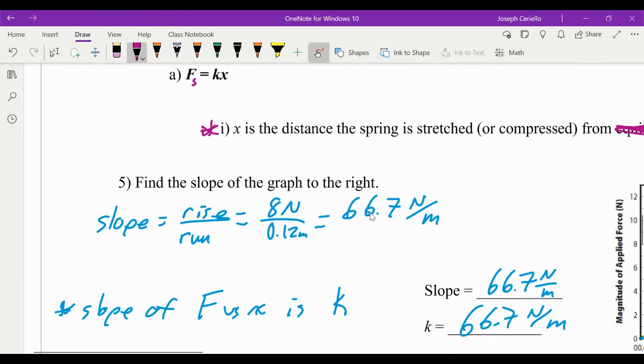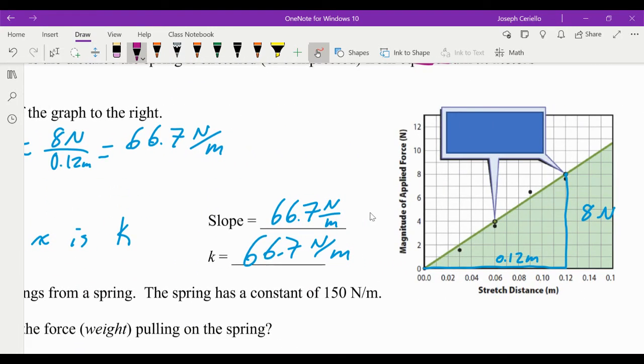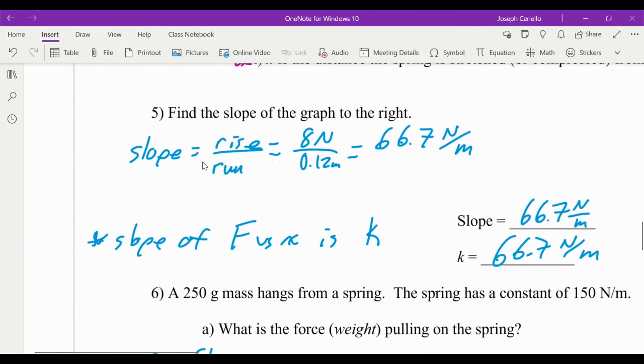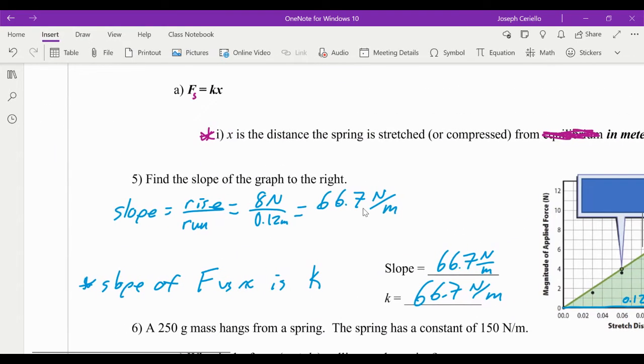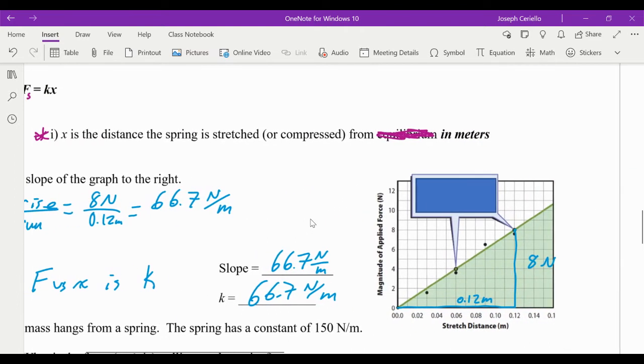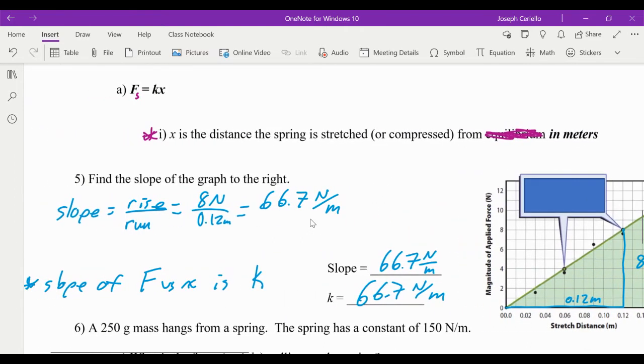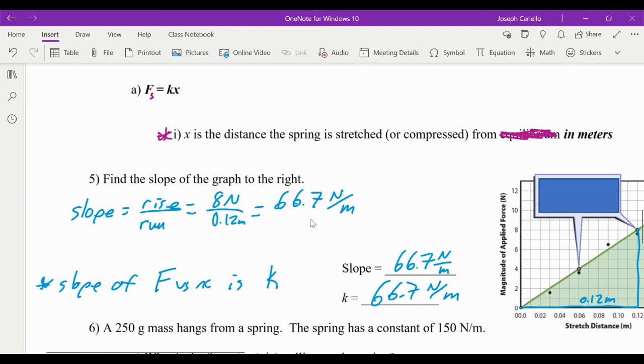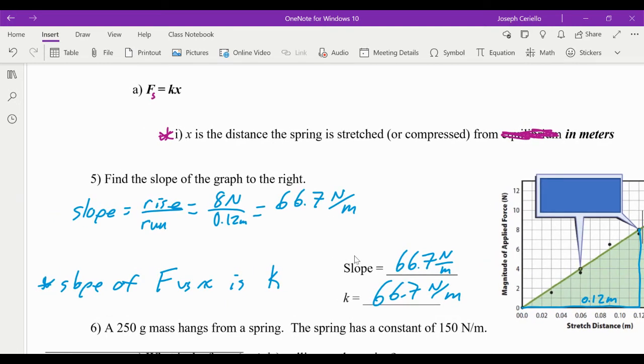All right. So again, we just found the slope here. Anyway, I said find the slope of the graph to the right. Again, it must be rise over run using the line of best fit. Do not use the data points. No y2 minus y1, none of that. And we found that it was 66.7 newtons per meter.